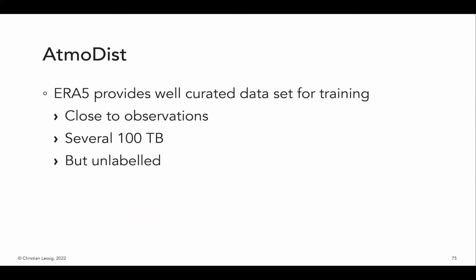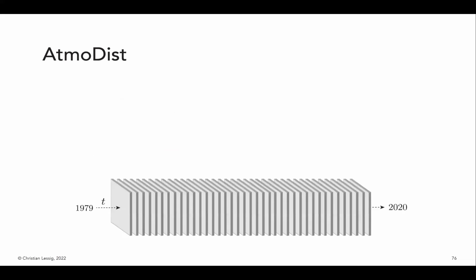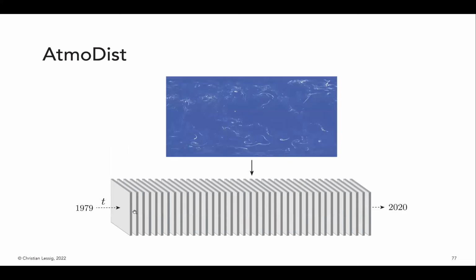Here we use the ERA5 data set just because it's a large amount of data and close to observations, but it's also unlabeled. So we have to come up with a pretext task or a self-supervised training task. The one we developed for this work is the following. If you take the ERA5 data, it has time slices every 3 or 6 hours, depending on what you do precisely. Each of these time slices represents some atmospheric state. I plot the vorticity here again.